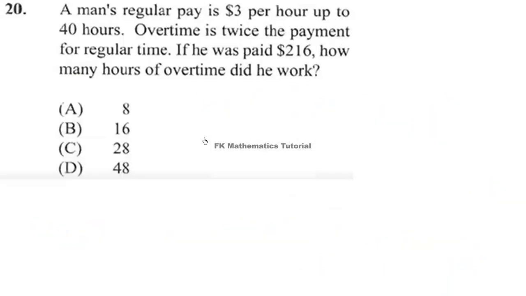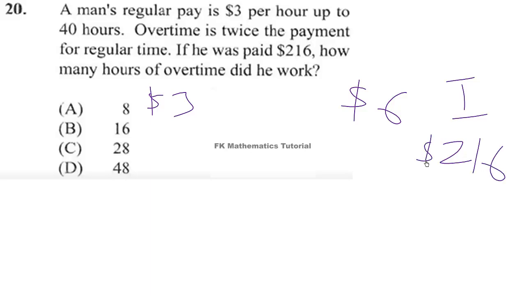A man's regular pay is $3 per hour up to 40 hours. Overtime is twice the payment for regular time. So overtime will be $6 per hour. Regular pay is $3 per hour. If he was paid $216, so the total pay now is $216. How many hours overtime did he work?